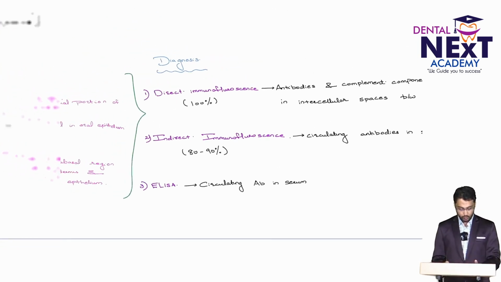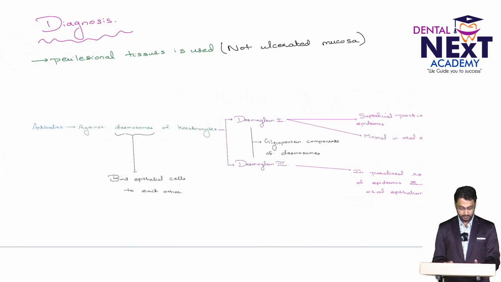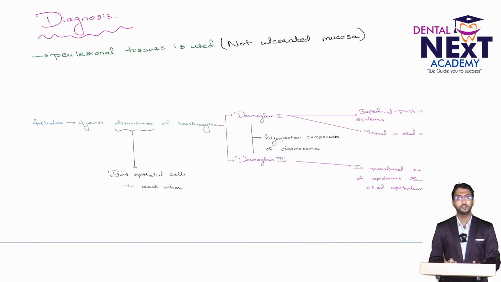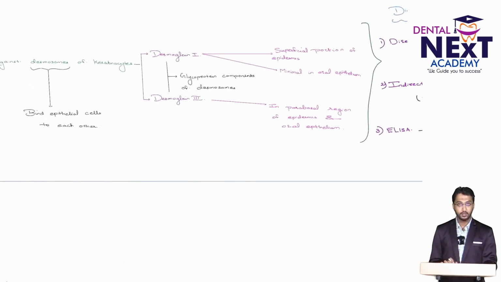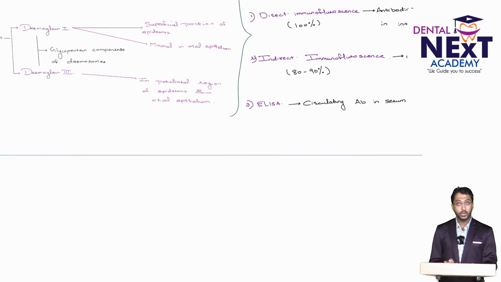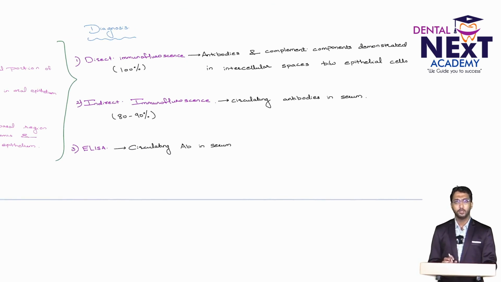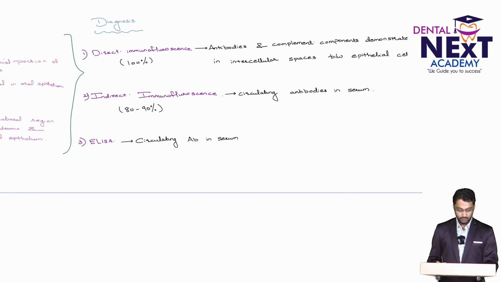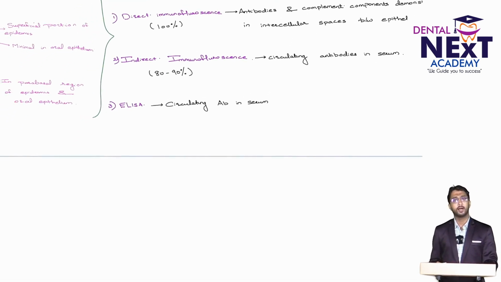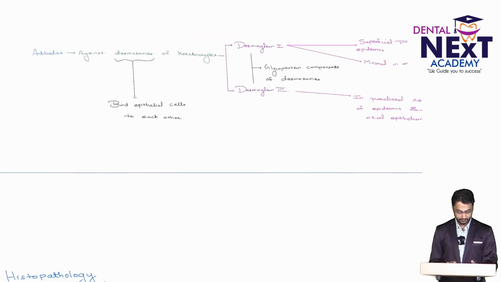So basically, what did you learn? For diagnosis, perilesional tissue has to be used. Antibodies are directed against desmoglein 1 and 3. Desmoglein 3 is more common in oral epithelium. How to detect them? Direct, indirect and ELISA. Direct is 100% positive. You get antibodies on the particular tissue. Indirect is in the serum, ELISA is in the serum. So that's the first part of diagnosis.